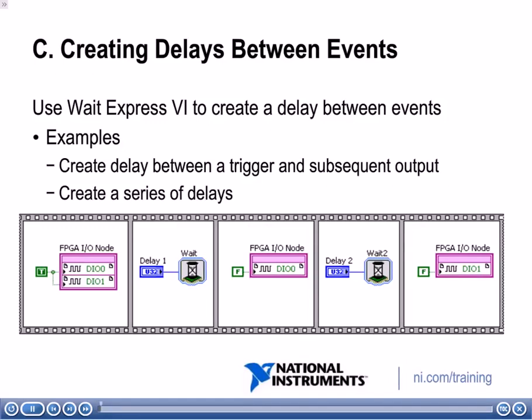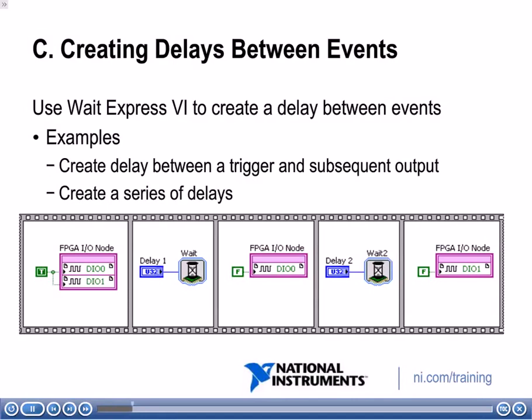In the previous section, we described while loop considerations on an FPGA VI. By the end of this module, you will be able to create delays between events using the Wait Express VI. So in this block diagram, you're able to see how you can use the Wait Express VI to create a delay between events. So when are some times you might need to do something like this?